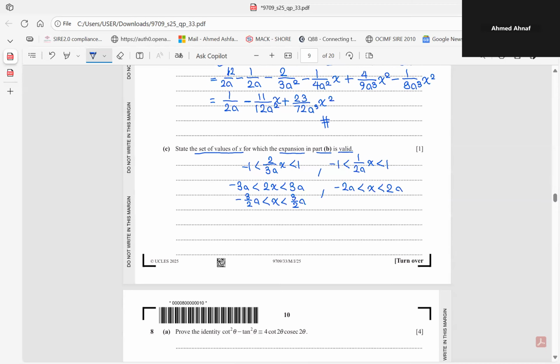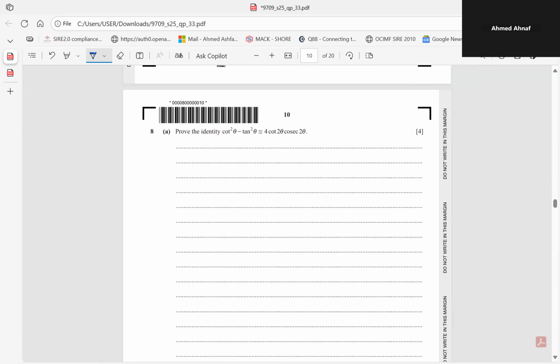So we have to see which one is like a subset of which one. Okay, basically we have to see which inequality satisfies both inequalities. So this is within this one, but this is not within this one. So we're going to reject this, and hence x is between minus 3 over 2a and 3 over 2a. Okay, so this is our final answer for this part. Let's head on to the next question.